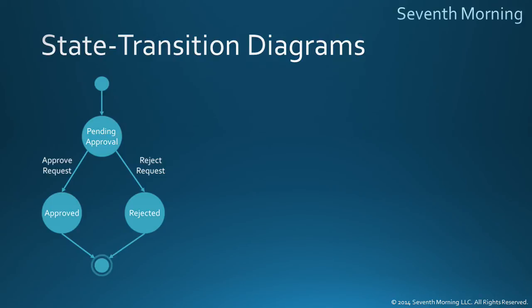First of all, if a request is in an approved state, it cannot be rejected because there's no transition going from approved to rejected or from approved back to pending approval, right? So there's no way to reject something that's already approved. And the same thing goes for if something is rejected, it can't be turned around and approved later. So this shows that either approving or rejecting something is a one-time thing that cannot be undone for any given request.